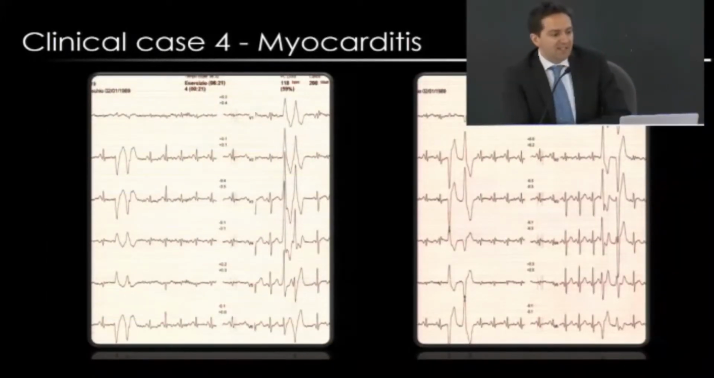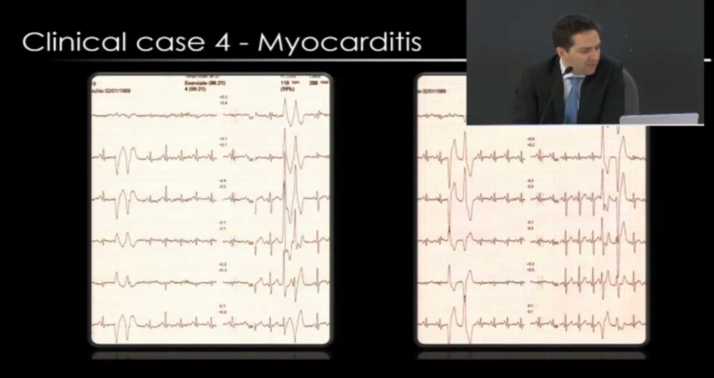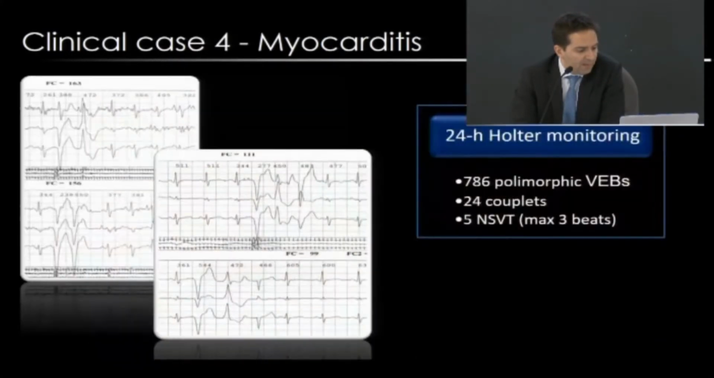On exercise testing, he had several arrhythmias. You can see that he had a couplet with right bundle branch block morphology, and here another couplet, where one is right bundle branch block morphology, and the other one is left bundle branch block morphology. So, polymorphic ventricular arrhythmias. He did a 24-hour Holter monitoring, and he had more than 700 polymorphic ventricular ectopic beats, 24 couplets, and 5 non-sustained ventricular tachycardia of maximum 3 beats.